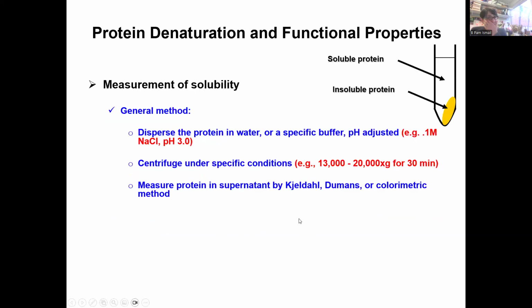How to measure solubility? Most of you have done this before or are familiar with the concept. What we do to evaluate the solubility of the protein is we prepare a protein solution at a specific protein concentration that is relevant to a particular application. So you can prepare 1%, 2%, or often in our lab, we prepare 5% protein solutions just because it resembles what a high protein beverage would have in terms of protein concentration.